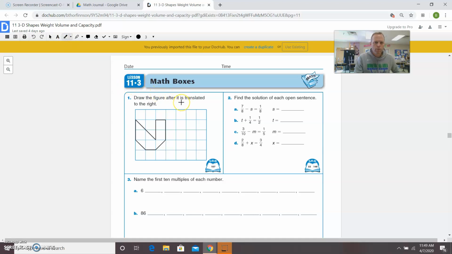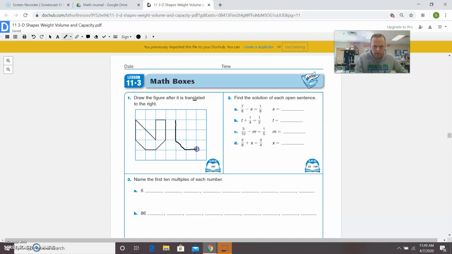All right, gang, we are going to go through yesterday's assignments, 296, 297. First box, show the figure to be translated. Remember, the SL in translated stands for slide. So you're just sliding this shape over, and you need to draw basically the same shape.